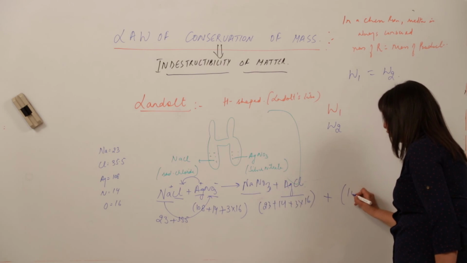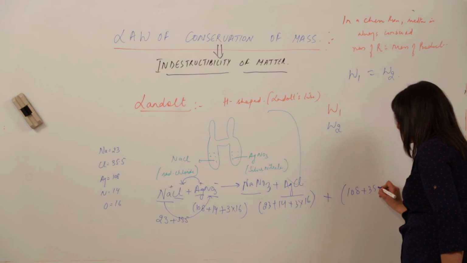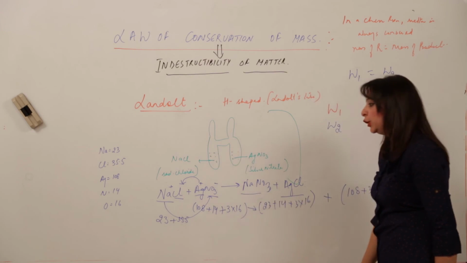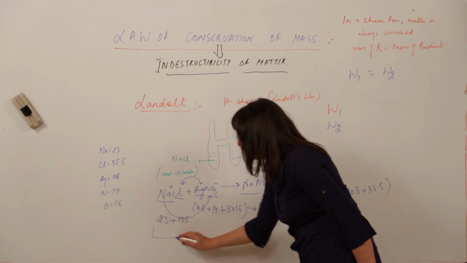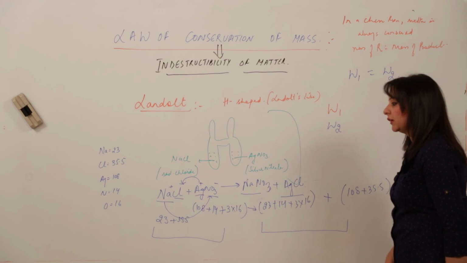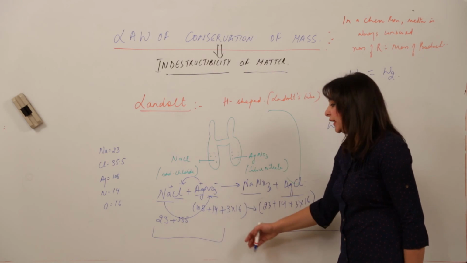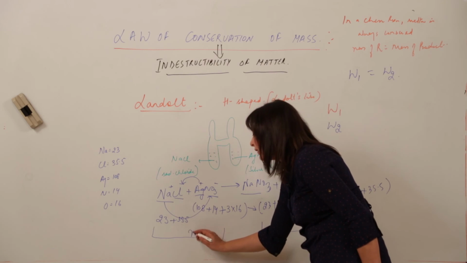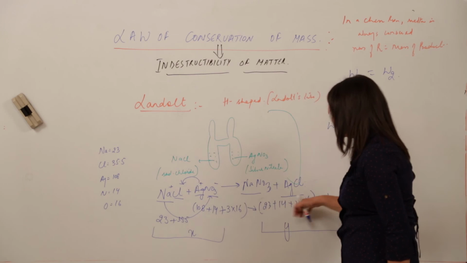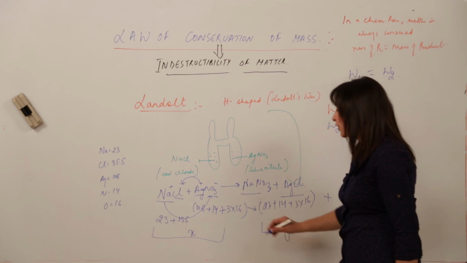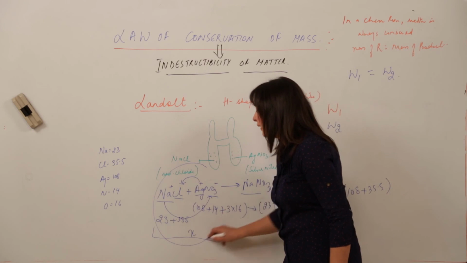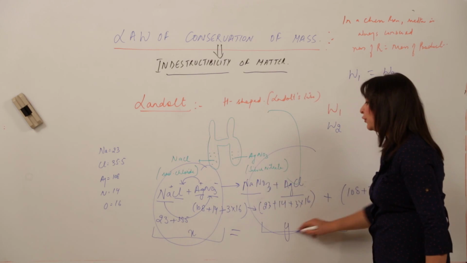AgCl: Ag is 108, Cl is 1 atom, so 35.5. When you solve it, you will see the mass of the reactants matches the mass of the products. You can easily add them and you will see the result is totally the same. Let us say this is X and this is Y. The total of the reactants is X and the total of the products is Y. So we see that the values of X and Y are the same. That means the mass of the reactants is always equal to the mass of the products.